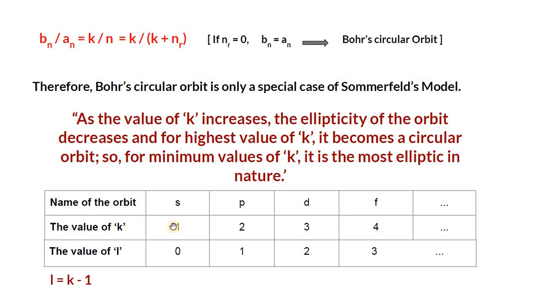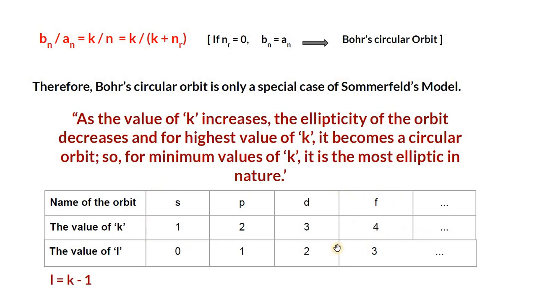Now, when k equals 1, don't look at this part. Don't look at the L part. I will explain that part later. Look at the k part. So when k equals 1, the orbital name will be S. When k equals 2, this will be P. When k equals 3, this will be D. When k equals 4, this will be F, and so on.